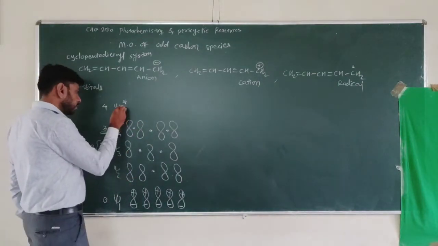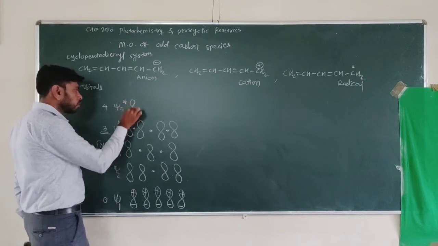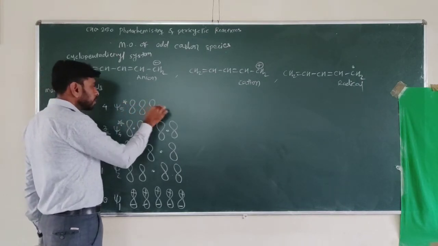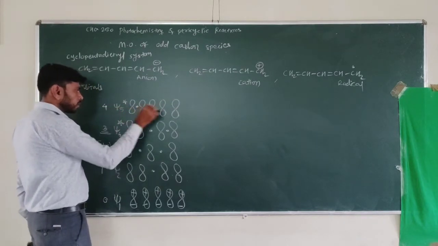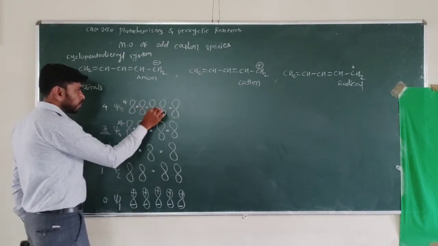Now for an odd number, all the nodal planes pass in between the nuclei. So for 4 nodes: 1, 2, 3 and 4.